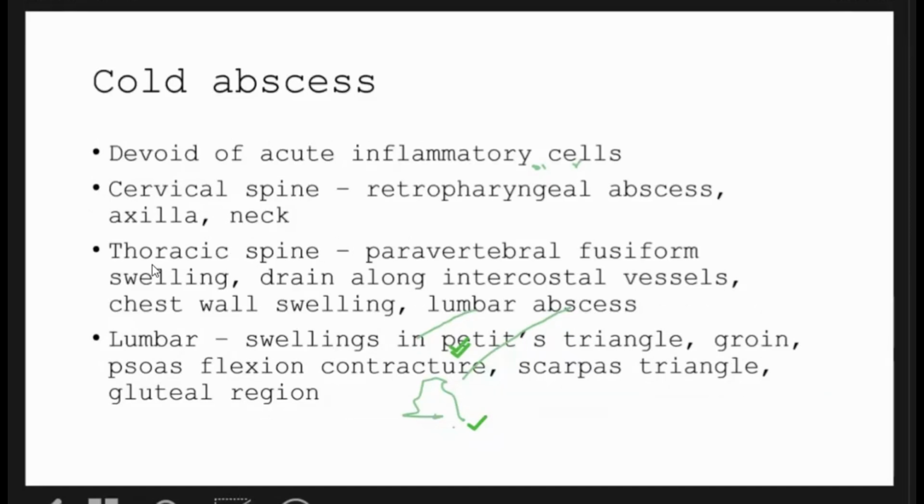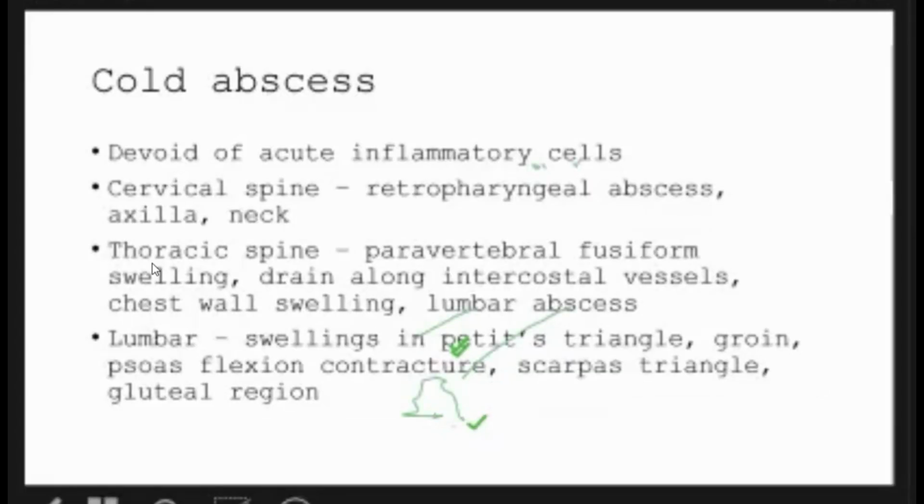So a lot of us, with Pott's disease, we speak about cold abscesses. Cold abscesses are another way of detecting, a telltale sign of, spinal TB. It is termed cold abscess because it's devoid of inflammatory cells. It can be in the cervical region, in the thoracic spine or lumbar region.